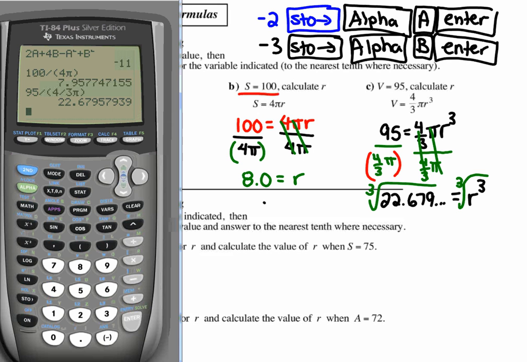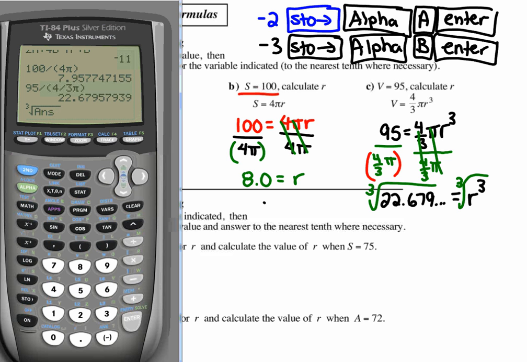Math, number 4. Now, instead of typing that whole thing out, use answer. Do you know where answer is? It's where the negative sign is. Do you see that little blue writing above the negative sign? If we push second negative, that will put in your previous answer, the cube root of the previous answer, because in this unit we only want to be rounding the final answer. We want to use exact numbers all the way through, all those decimal places. Using the answer key helps us do that.